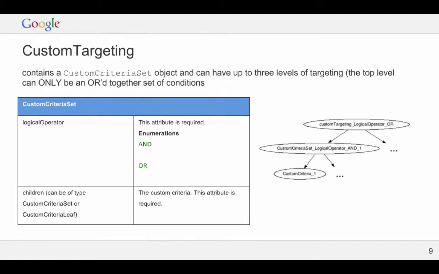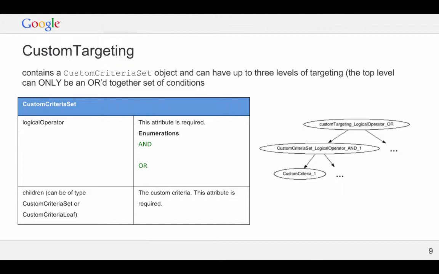Next, we'll move on to custom targeting. These deal with custom criteria, keys, and values. Custom targeting objects contain custom criteria set objects, and they can have up to 3 levels of targeting. The top level can only be an ORed together set of conditions. Logically, this is so you can construct any nested AND/OR statement. You'll see on the diagram on the right, the top level custom criteria set is an OR. This is more or less what the UI does, so we're mimicking that same structure in the API.